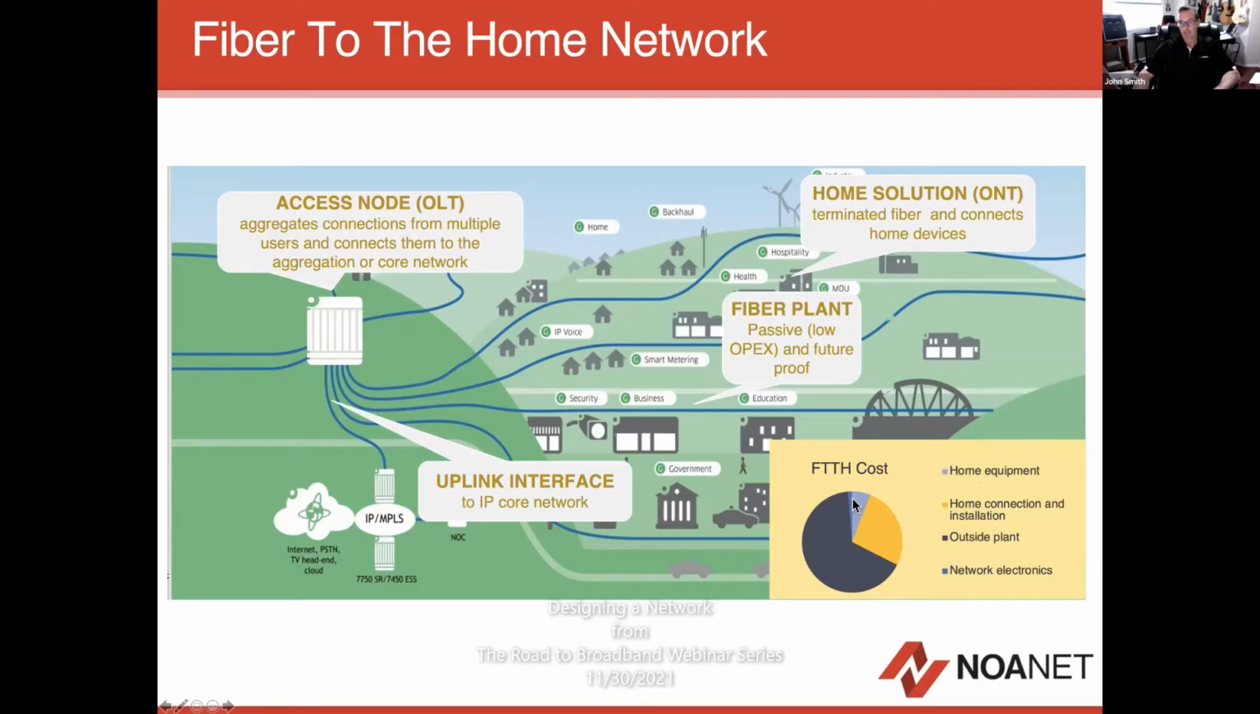And then this little tiny sliver right here is the actual cost of your network electronics, everything you're buying to light that fiber. So a lot of people don't think about that when they're doing this. You're thinking that the network electronics are going to be expensive, that it's going to be a big cost associated with this. They're not. Compared to the outside plant and the drop to the home, it's a small fraction of your overall cost.